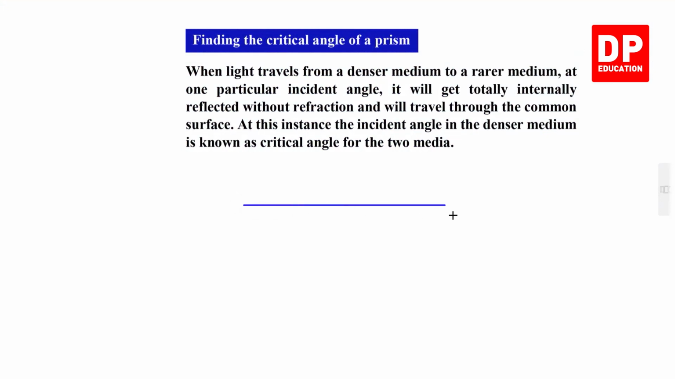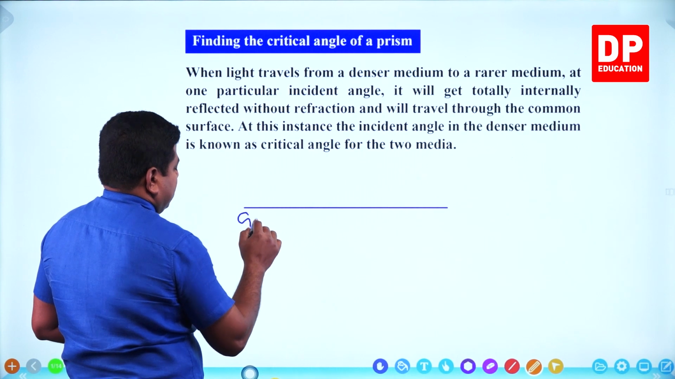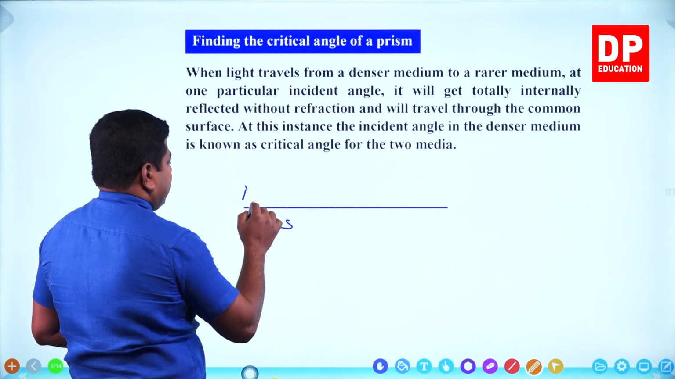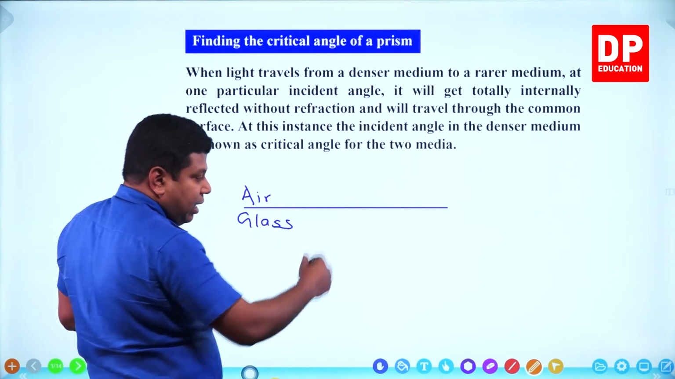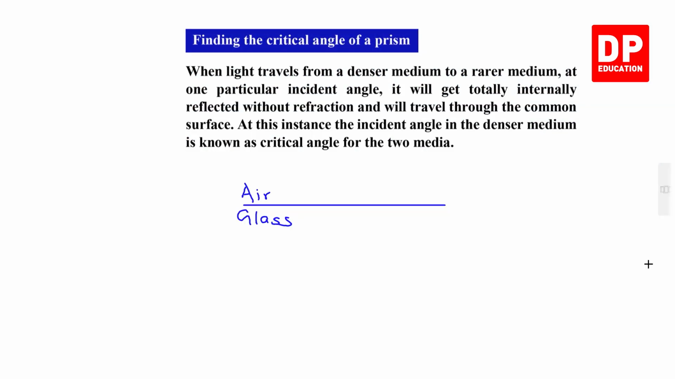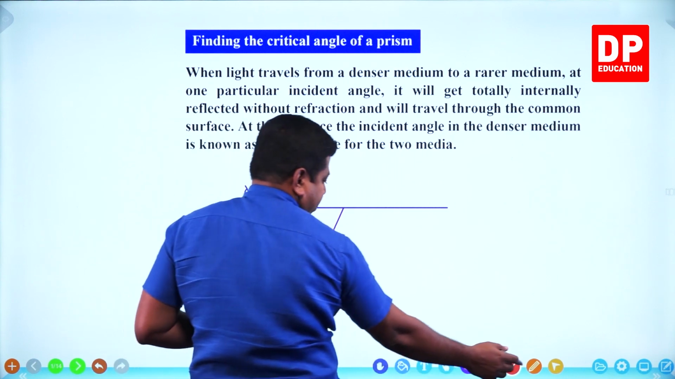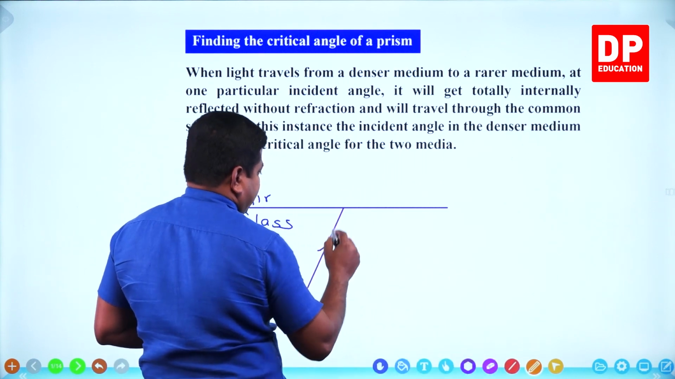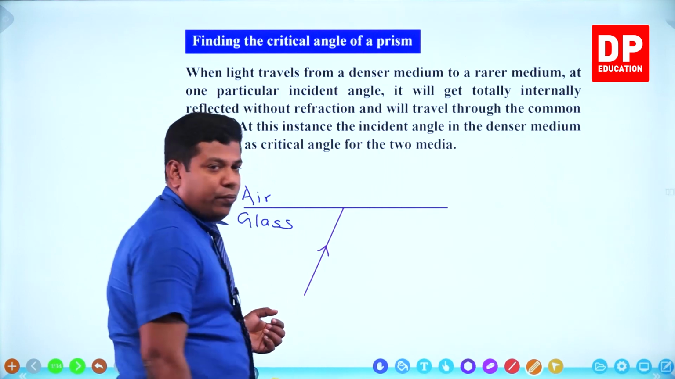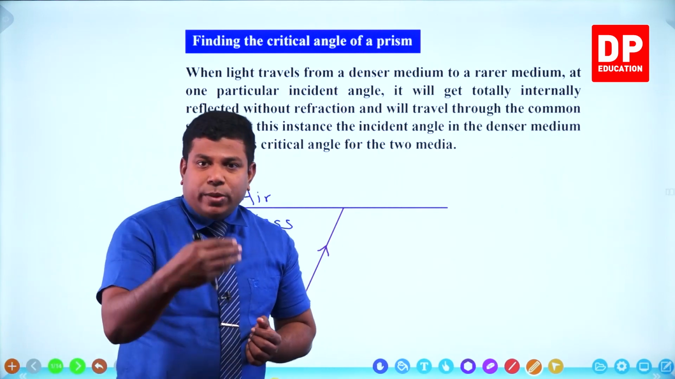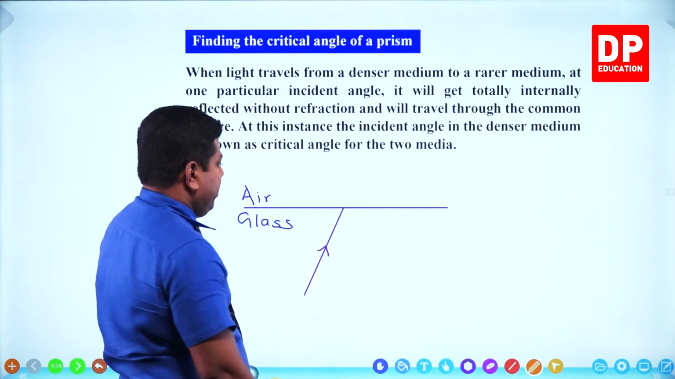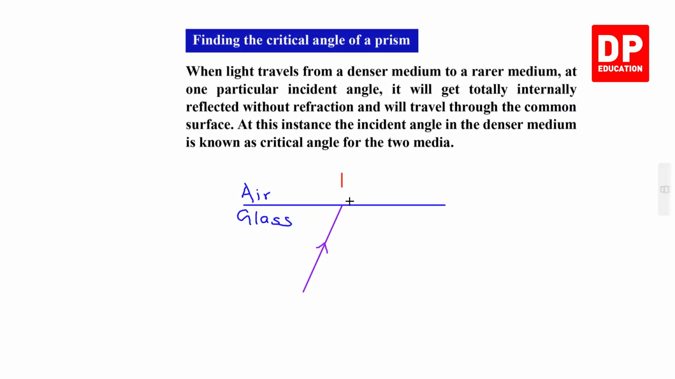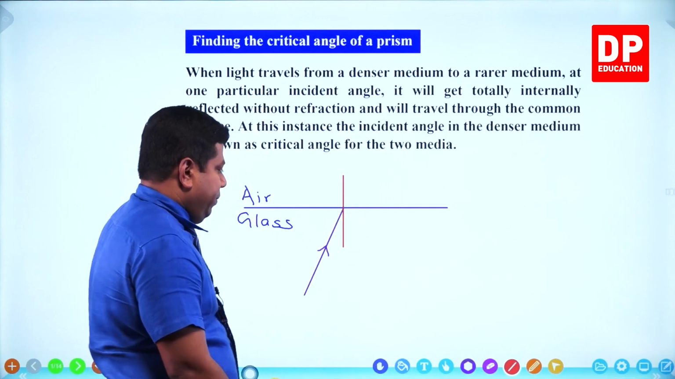Let's take a surface like this. Let's say this is glass and this is air. In glass, consider a ray in this direction. It reaches the surface here. So what do we do? When the ray enters into another medium, at the common surface, we draw a normal. Let's draw the normal. That will be the normal.